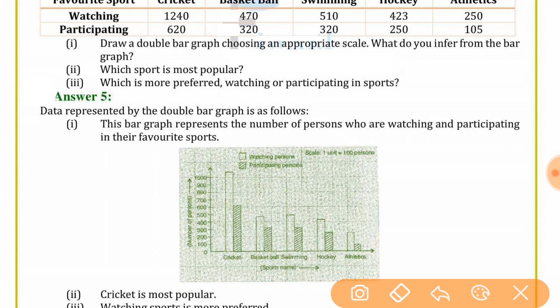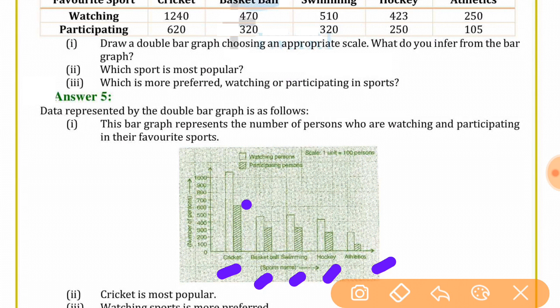So 1 unit is equal to 1000 persons. Okay, then cricket, basketball, swimming, hockey, athletics. So 1200 means after 1000 it comes 1100, 1200. So again 620, 600 after 470.